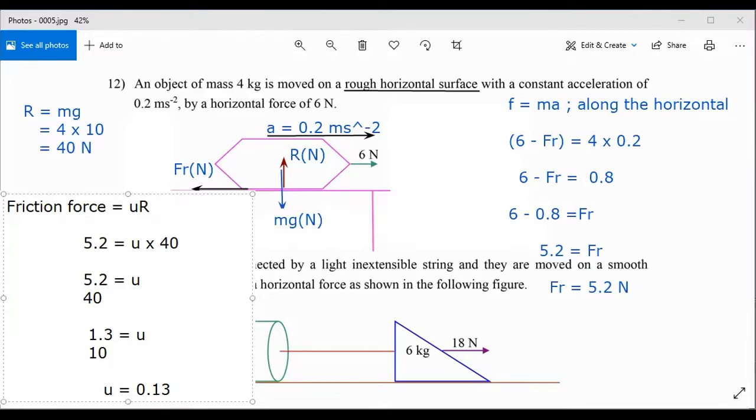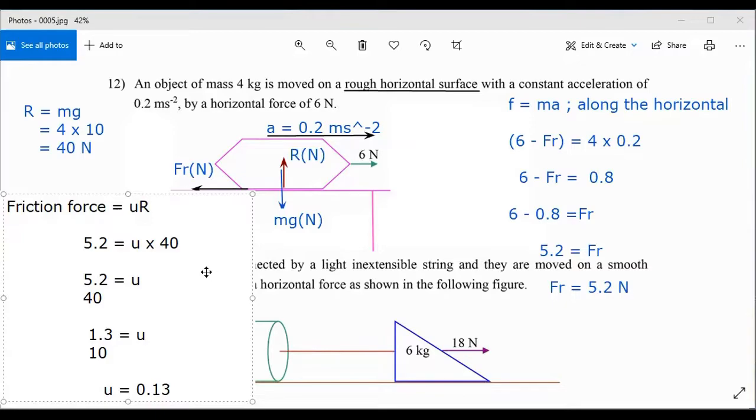An object of mass 4 kg is moved on a rough horizontal surface with a constant acceleration of 0.2 meters per second squared by a horizontal force of 6 Newton. Thank you very much.